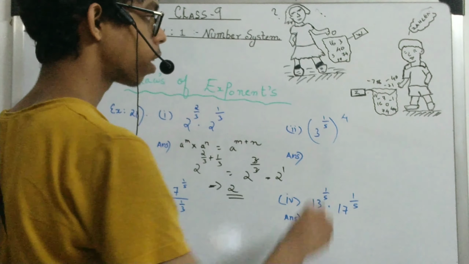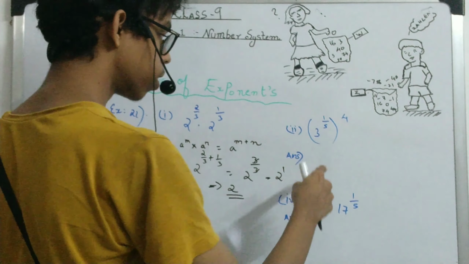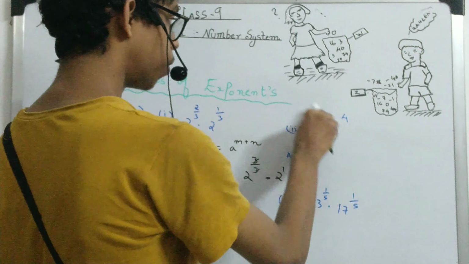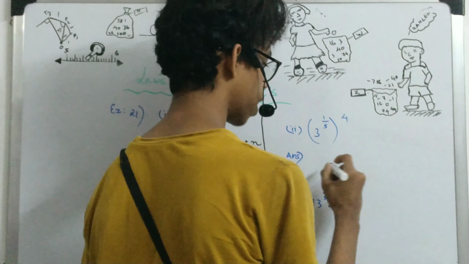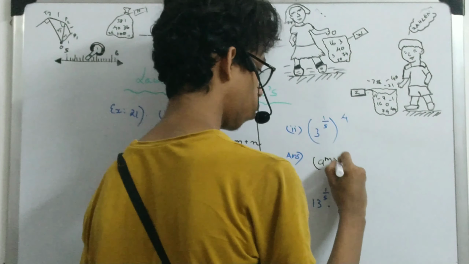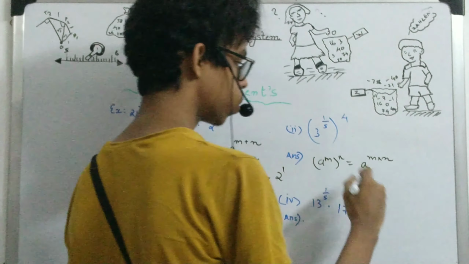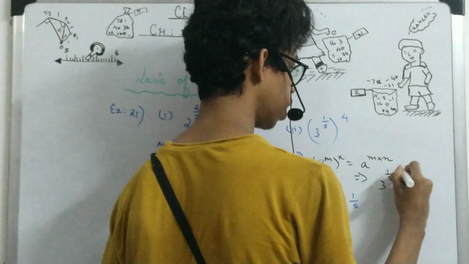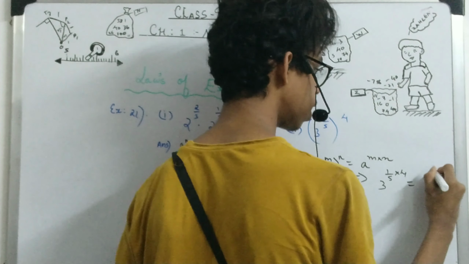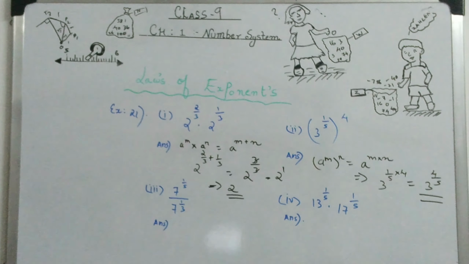Now, our second question is 3 raised to 1 by 5, the whole raised to 4. This also we know: a raised to m, the whole raised to n is equal to a raised to m into n. So here I can write it as 3 raised to 1 by 5 into 4, which I can write as 3 raised to 4 by 5. Okay, this is my answer, 3 raised to 4 by 5.